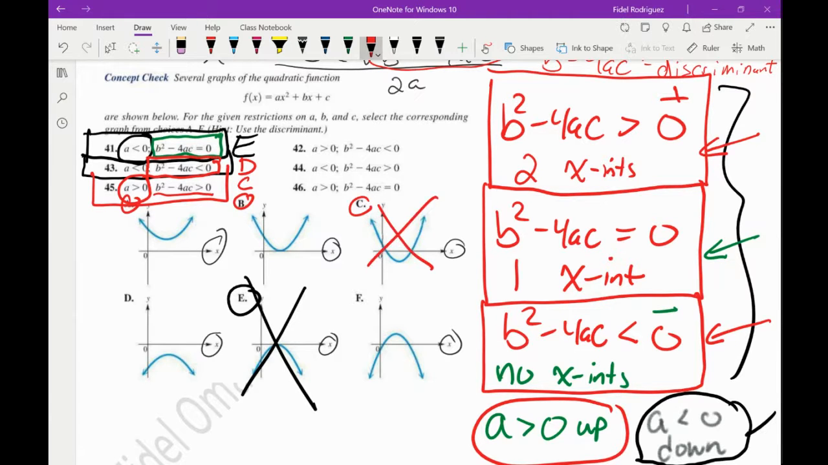So again, we've used that one already. We've used D. I don't want to look at it anymore. Let's go to 42.